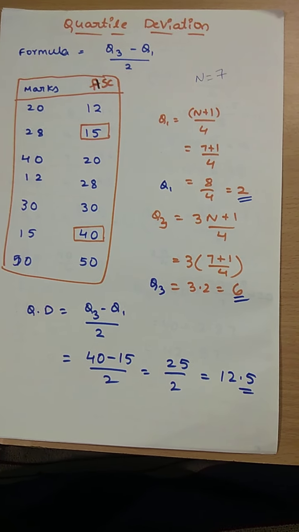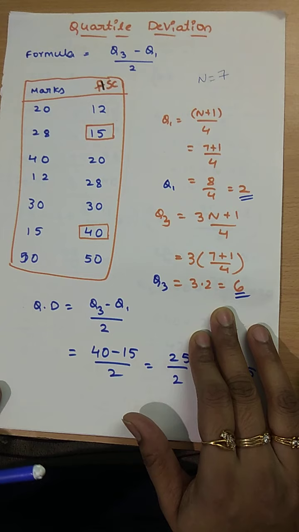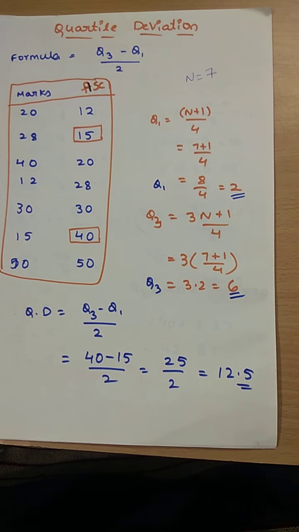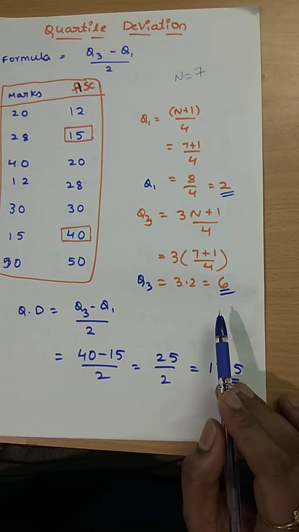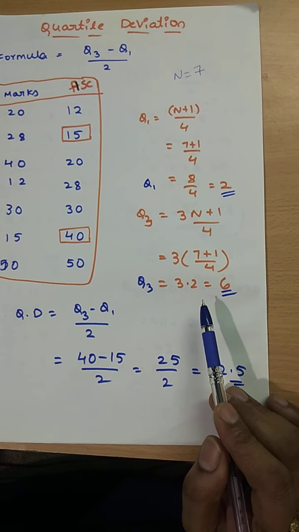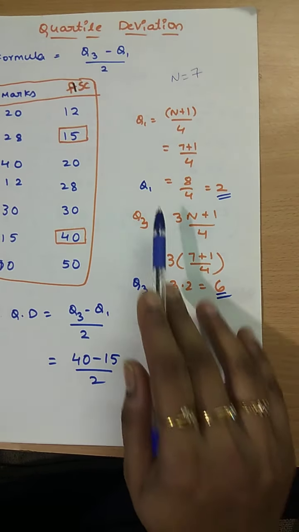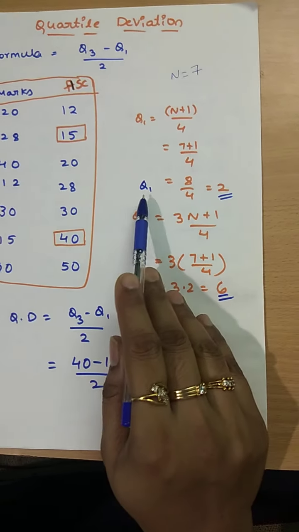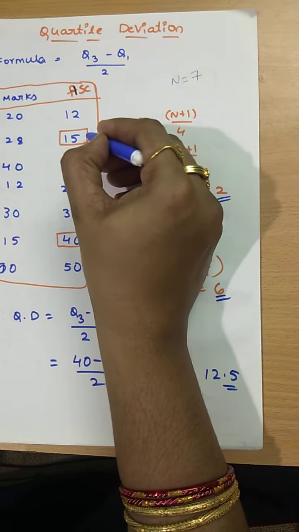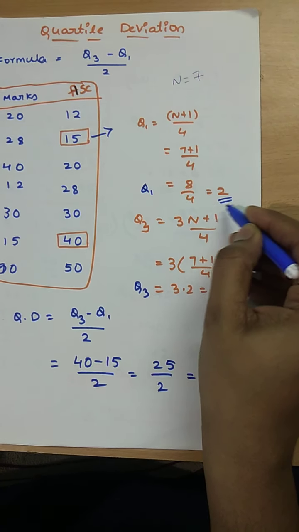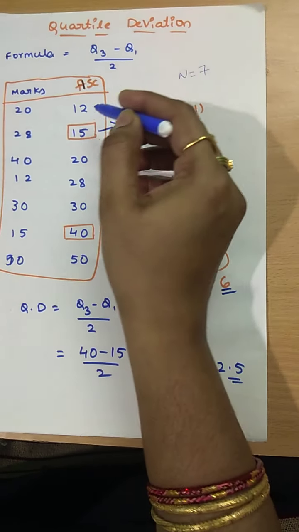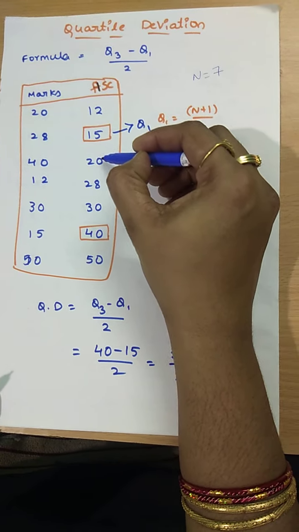Now substitute these Q3 and Q1 values in the formula Q3 minus Q1 divided by 2. Sorry, here Q1 is 2 and Q3 is 6. Q1 is 2, so it is the second observation: 1, 2. And Q3 is the sixth observation: 1, 2, 3, 4, 5, 6.